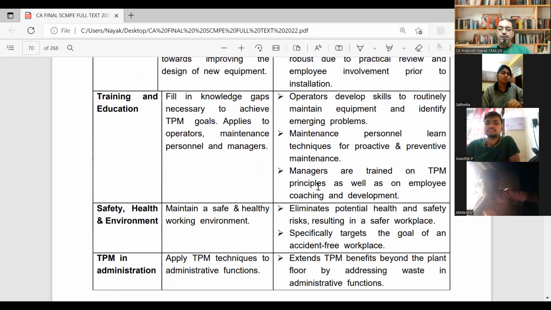So training and education of the operators. Then safety, health and environment. Safety of the workers. Certain machines, if they break down, it may harm the workers also. So you have to tell them about the safety requirements, precautions that they should take. Health requirements. Sometimes machines give out a lot of radiation of heat. So how to take care of their health?